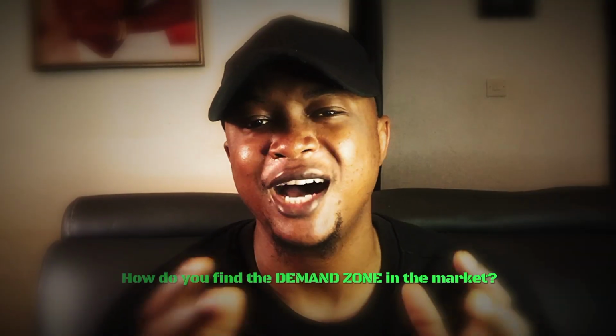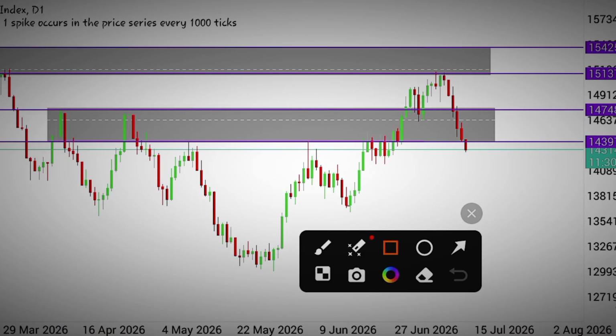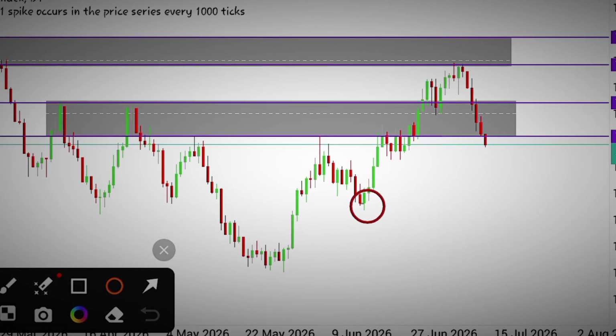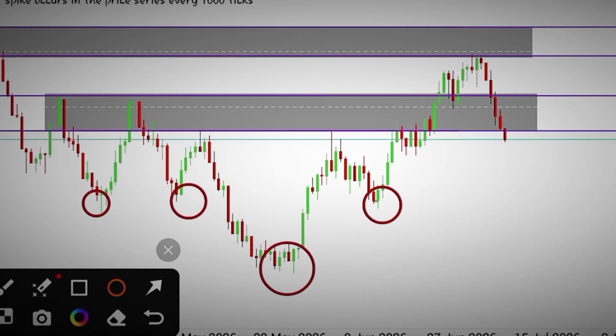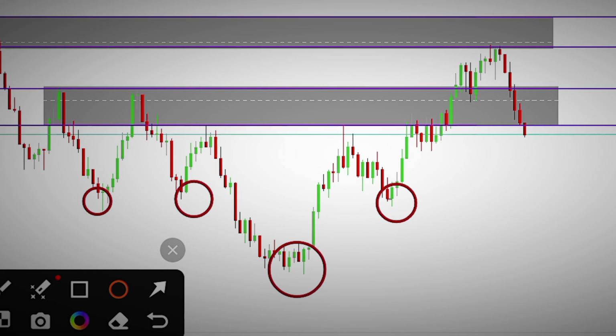And now, how do we identify our demand zone? Demand zone works exactly as the supply zone, but the opposite way. So you look for the major lows in the market. So when price gets to a significant low in the market and bounces up, that low becomes your demand zone. The market has respected that level, and at that level, this is where the buyers are in control.